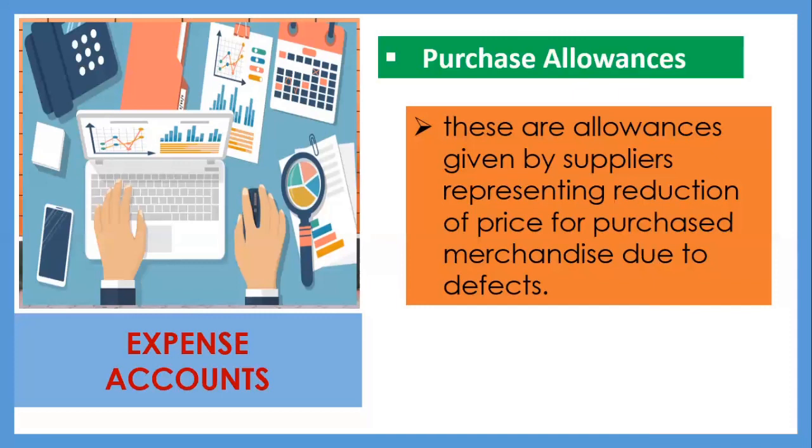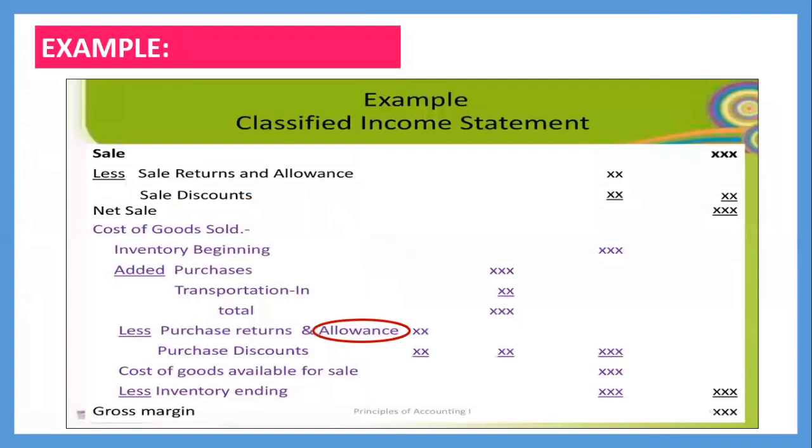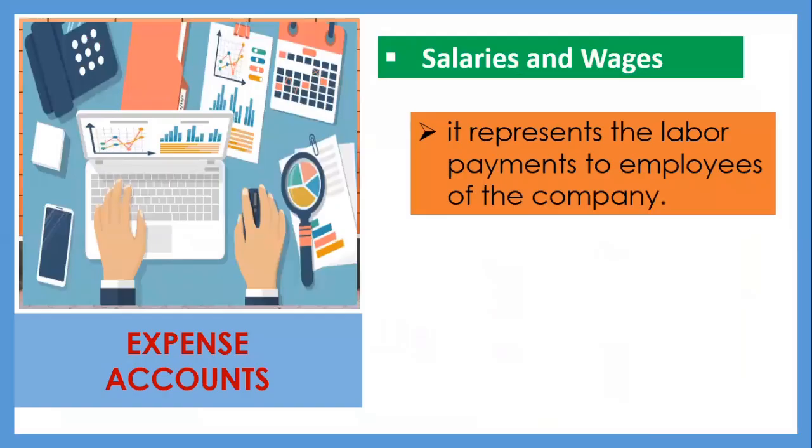So how will this appear on your income statement then? There is a reduction of price for purchased merchandise due to defects. This is how it looks like. From your beginning inventory and purchases, this will be deducted. So far we have purchase returns and allowances and purchase discounts being deducted from your cost of goods sold, or inventory beginning plus purchases. Next, we have salaries and wages.